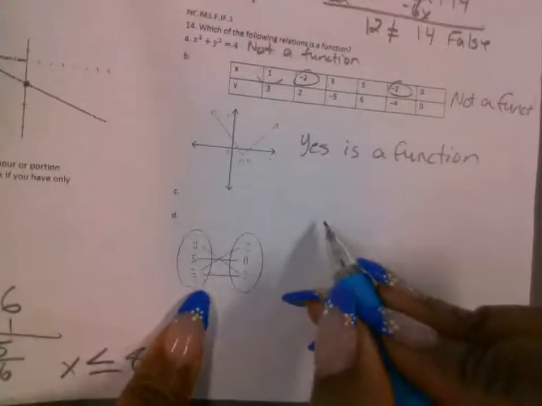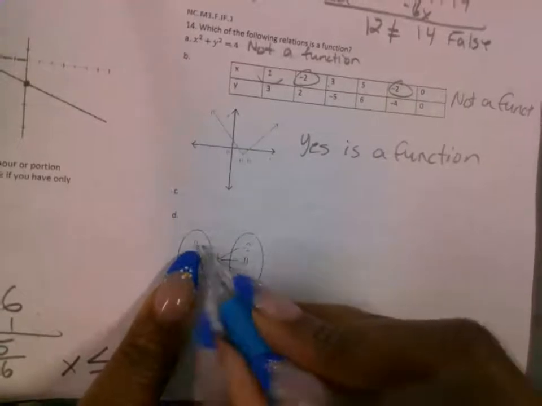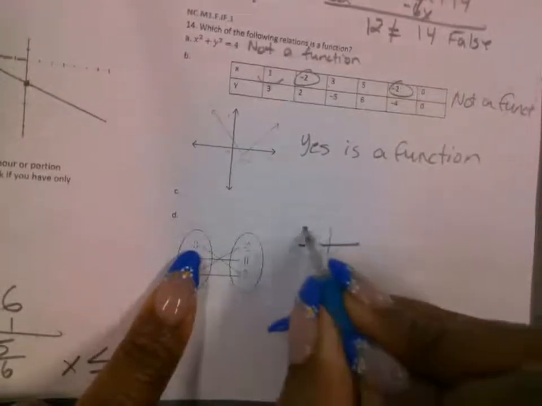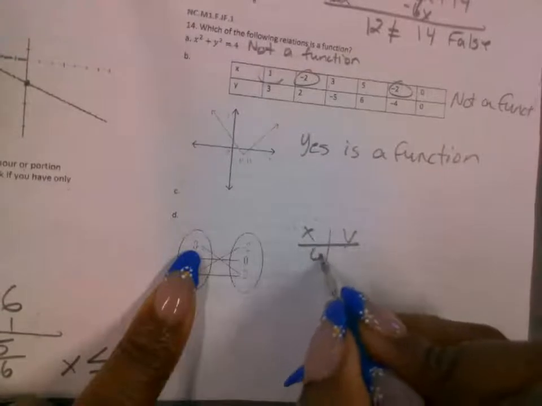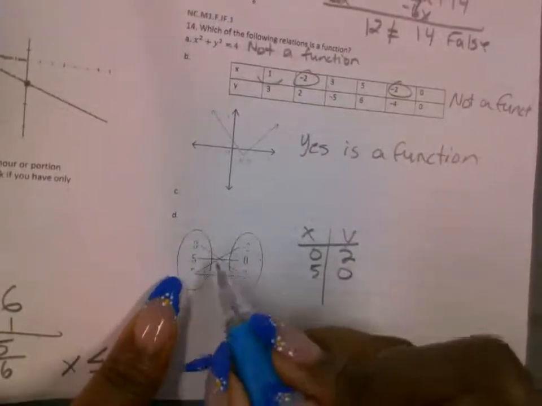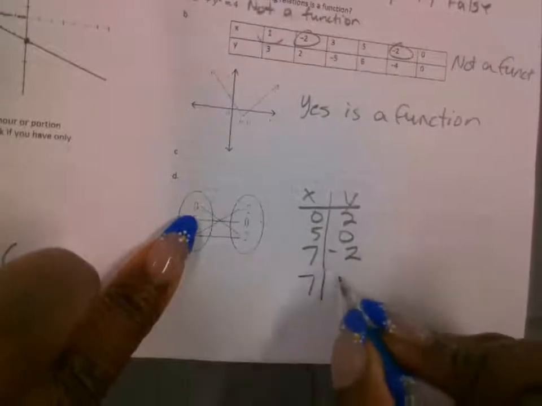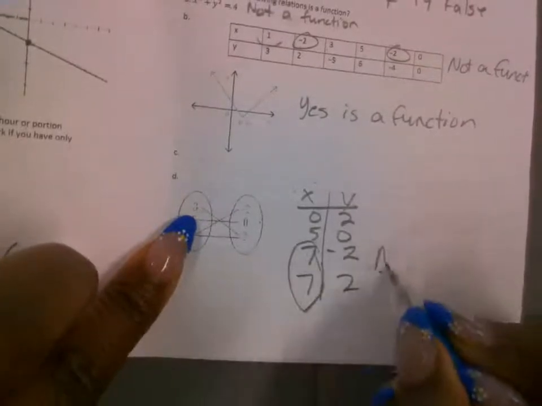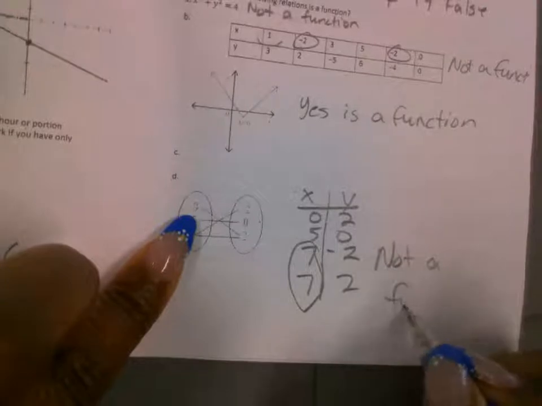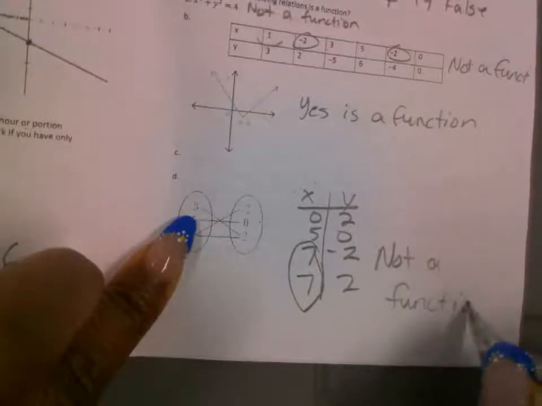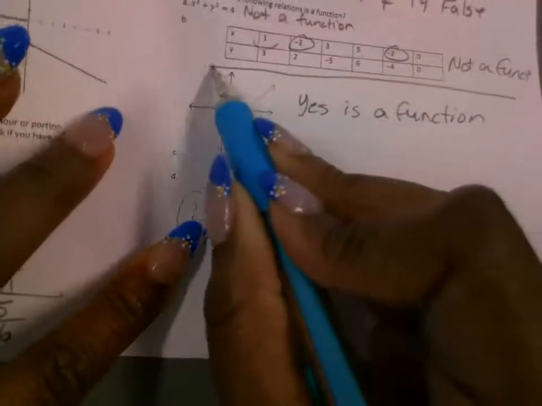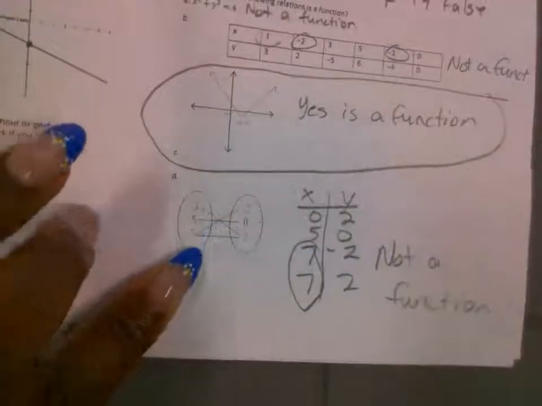All right, this last one, let's do the ordered pairs. This is from 0 to 2, so the ordered pair, my x and my y, is 0 and 2. Then this goes from 5 to 0. Then this goes from 7 to negative 2. And the last one also goes from 7 to positive 2. Do you see how these x values repeat? This is not a function. So the answer, the one that is a function, is this one right here, C.